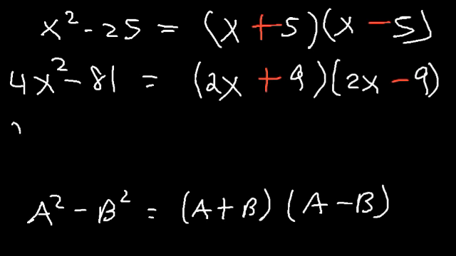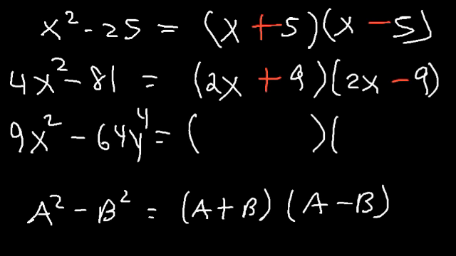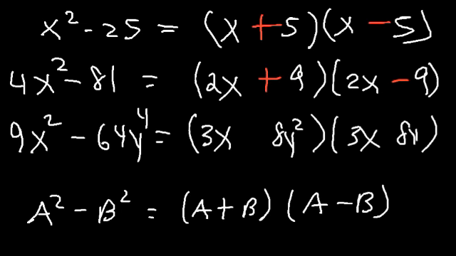Now, let's say if you want to factor 9x squared minus 64y to the 4th. So what's the square root of 9x squared? That's going to be 3x. And the square root of 64, we know it's 8. And the square root of y to the 4th, what you basically do is take the exponent divided by 2. So it's going to be y squared. So it's going to be 8y squared. And on one side it's going to be positive and the other side is negative. So that's how you can factor using the difference of perfect squares method.